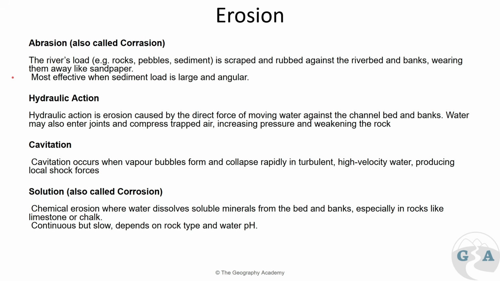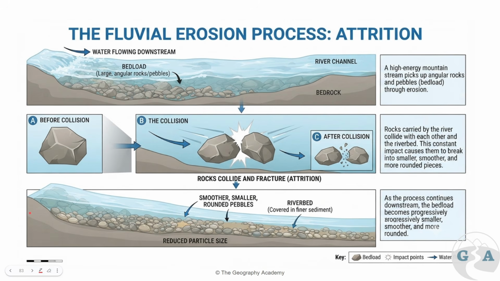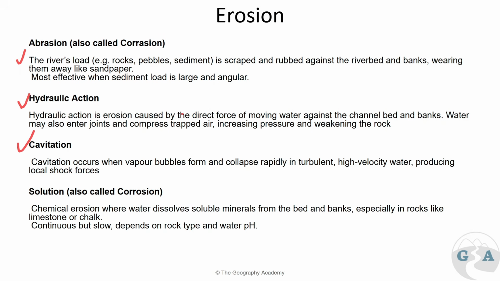So we've got abrasion, hydraulic action, cavitation, solution, and we mentioned attrition. But solution, or corrosion, is chemical erosion. So dissolving minerals inside the river beds and banks, like we talked about before. Limestone, for example, and chalk are more vulnerable to this. So things can dissolve, like if you have an energy tablet or a vitamin C tablet you can drop in water and dissolve, taking a solid into a liquid. So that's what's happening here as well.